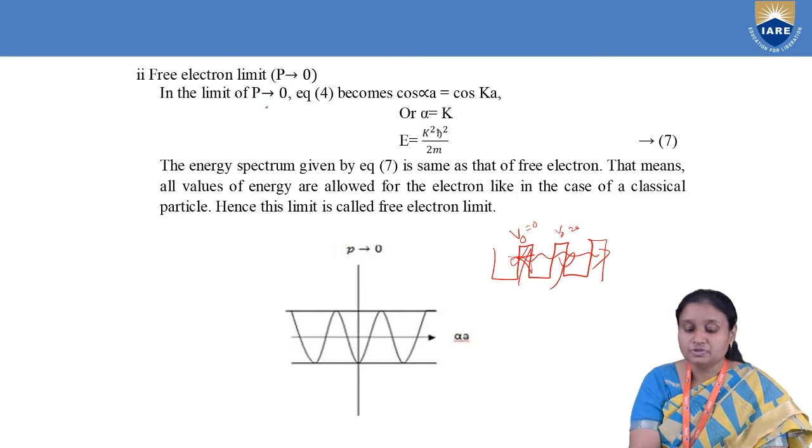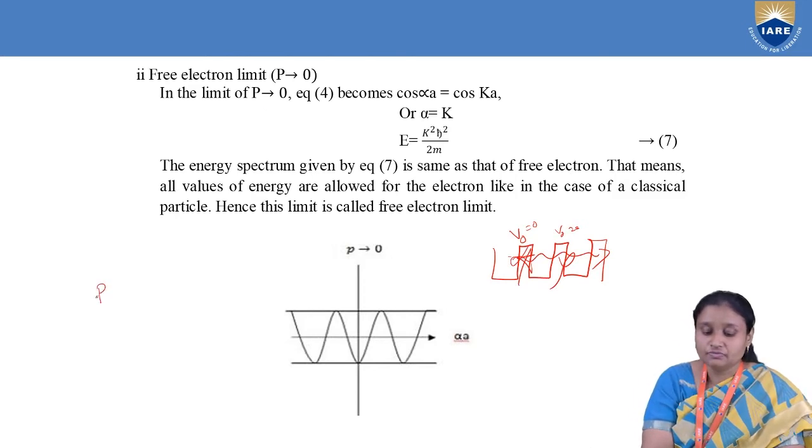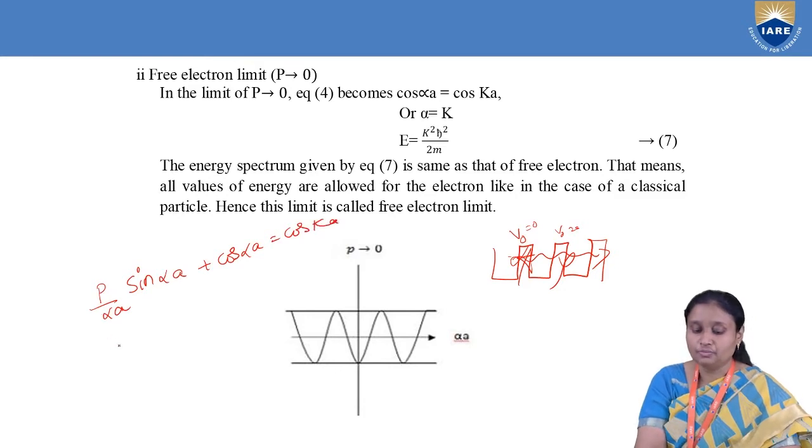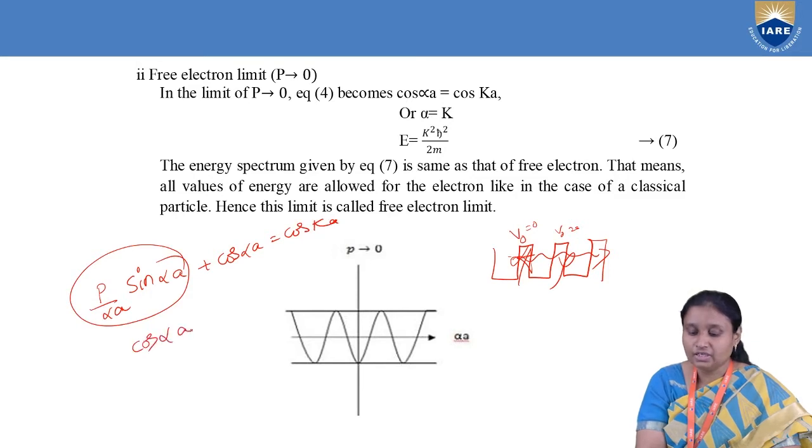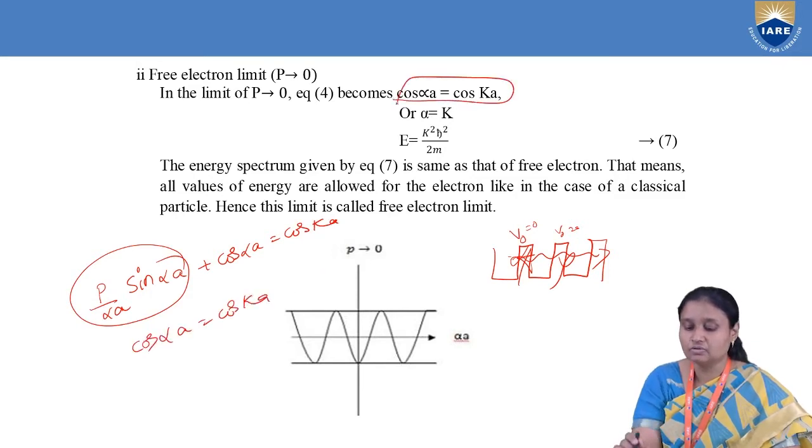So if I substitute P tends to 0 in our equation 4, P by alpha A sine alpha A plus cos alpha A is equal to cos K A. If I substitute P to be 0, then this term will become 0. Here I'll have cos alpha A equal to cos K A. So we get cos alpha equal to cos K, and from this alpha is equal to K.